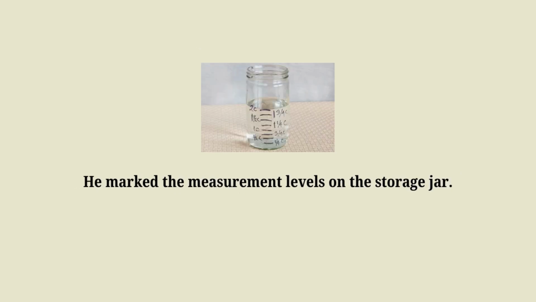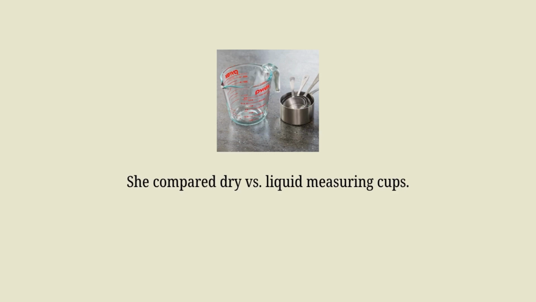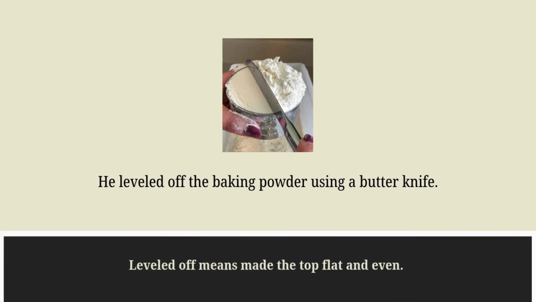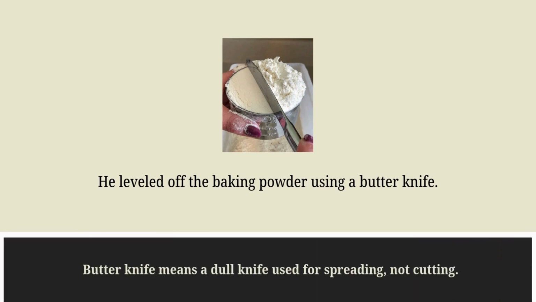He marked the measurement levels on the storage jar. I added a pinch of salt using my fingers. She compared dry versus liquid measuring cups. He leveled off the baking powder using a butter knife. Leveled off means made the top flat and even. And butter knife means a dull knife used for spreading, not cutting.